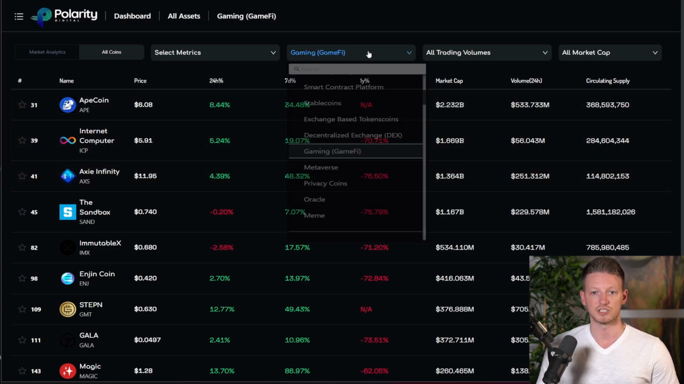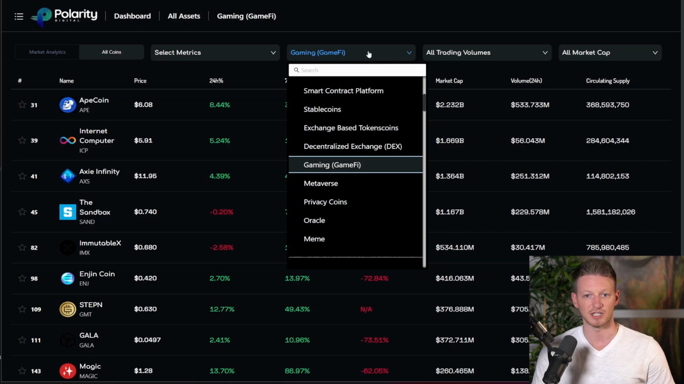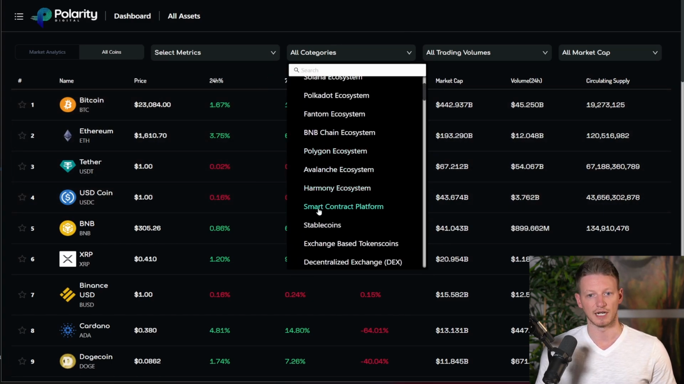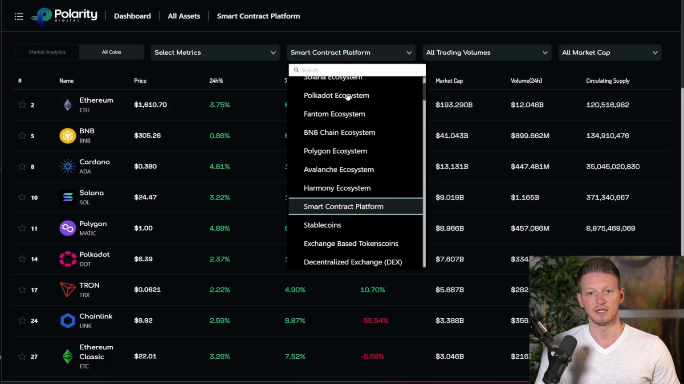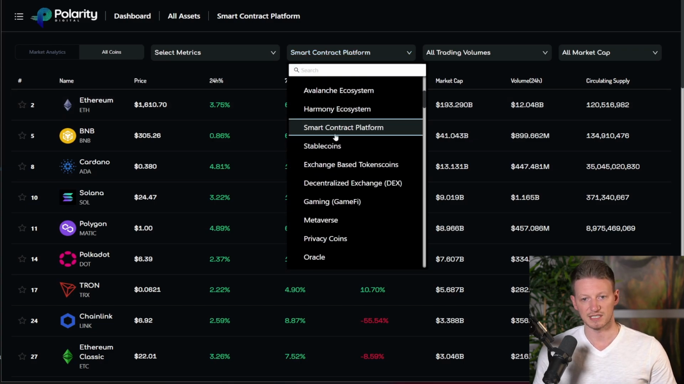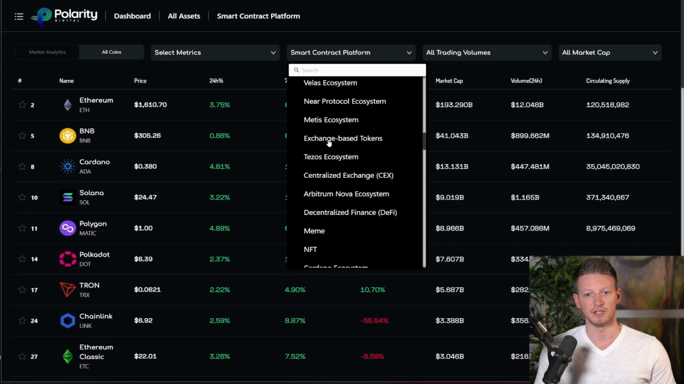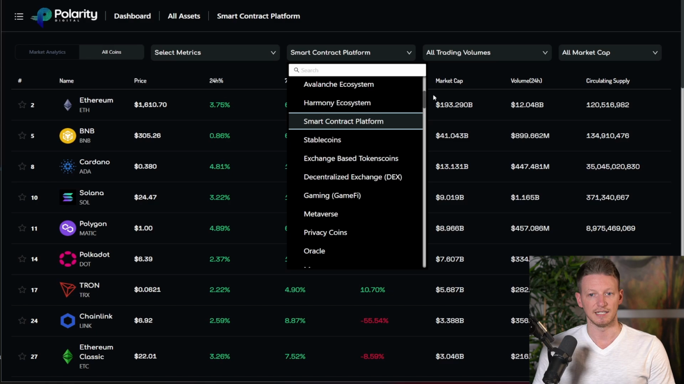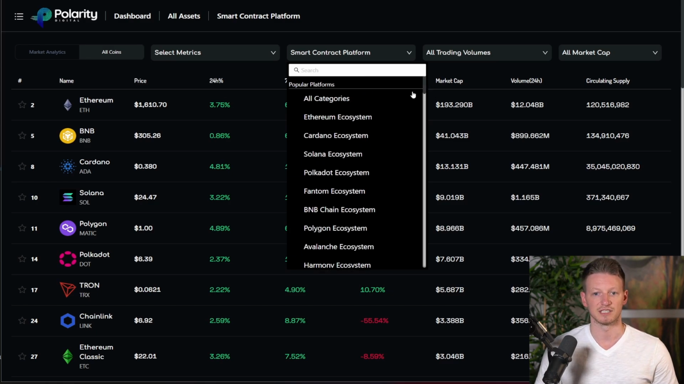Because as we know, especially as this market matures, we will expect various sectors to start to perform better or worse. And so we may want to analyze the markets by looking at sectors themselves rather than just saying, hey, what's going on with all of the coins. For instance, if you wanted to look at smart contract platforms, there are numerous different categories here. You can scroll through and see what there is, including things like the Ethereum ecosystem, Solana ecosystem, etc.